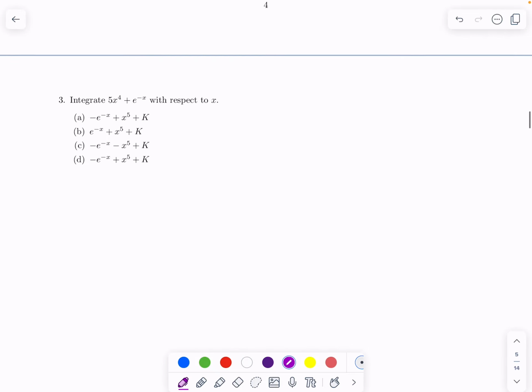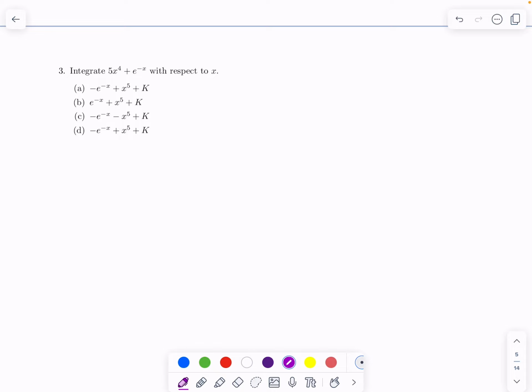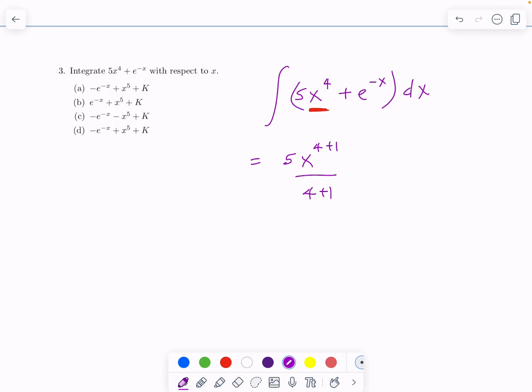Okay, now let's look at problem number 3. Okay, so we want to integrate 5x to the power of 4 plus e to the power of negative x dx. We want to evaluate this integral. So using the power rule, right? I can use the power rule for the first term, which is 5x to the power of 4. Using the power rule, this is just going to be equal to 5x to the power of 4 plus 1 divided by 4 plus 1, right?